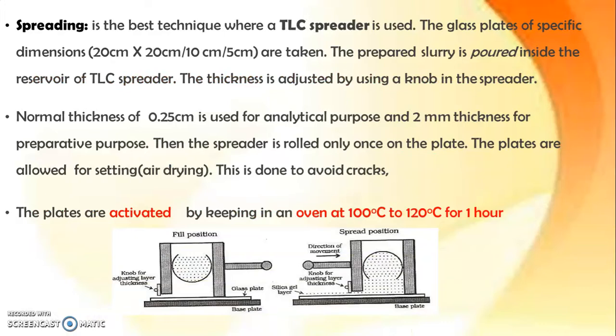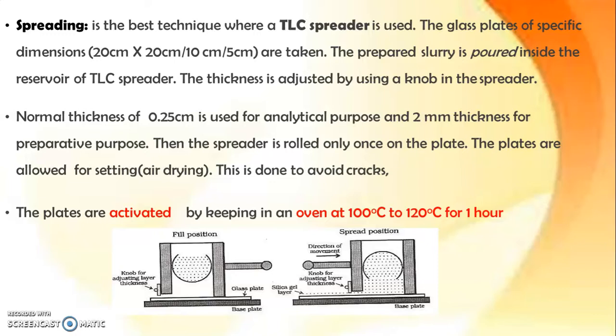In this technique, a TLC spreader is used. The glass plates of the specific dimensions are taken. The prepared slurry is poured into the reservoir of the TLC spreader. The thickness is adjusted by using the knob of the spreader. Normal thickness of 0.25 centimeter is used for analytical purposes and 2 mm thickness for preparative purposes. Then the spreader is rolled only once on the plate.